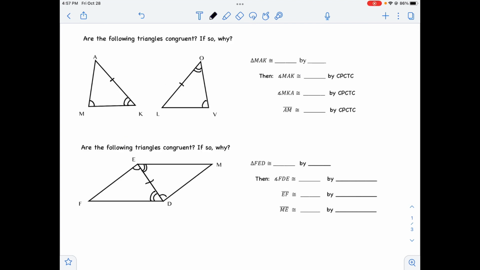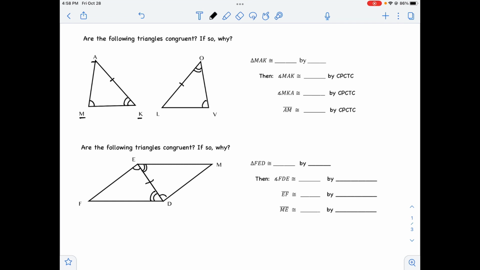So the next example asks, are the following triangles congruent? If so, why? So it says triangle MAK is congruent to something by something. So remember, first we need to prove that the triangles are congruent, and so we're going to have to look to see if we have enough markings to tell us that. So we said MAK is congruent to something. If we look closely and we see some corresponding parts, M has 1 arc. Well, V has 1 arc.